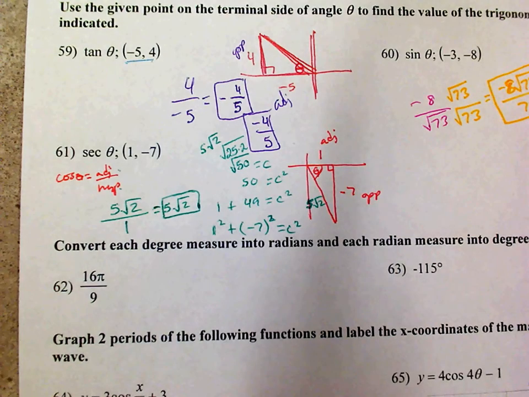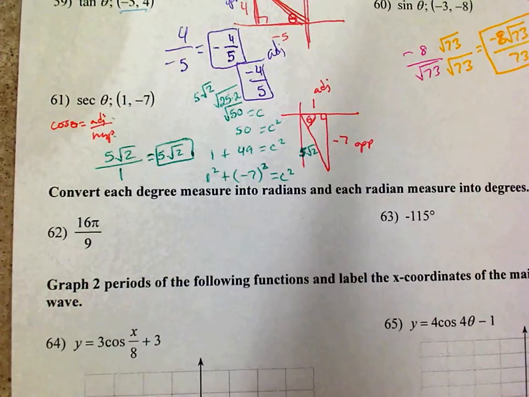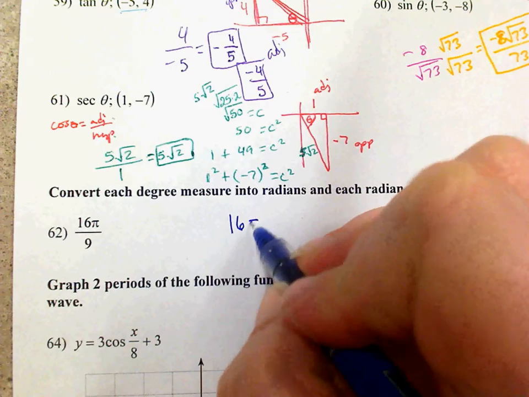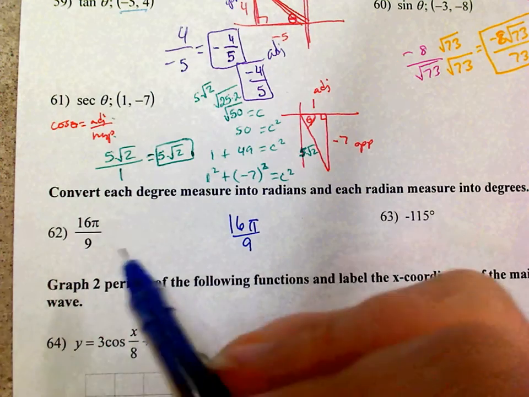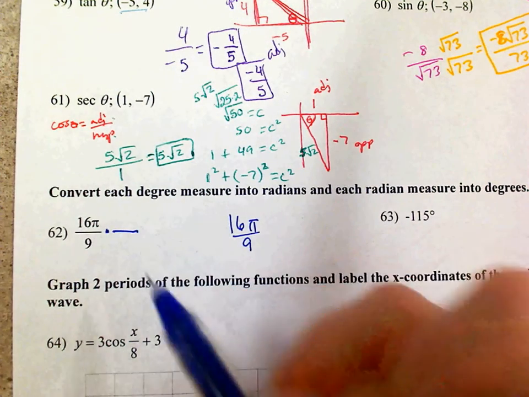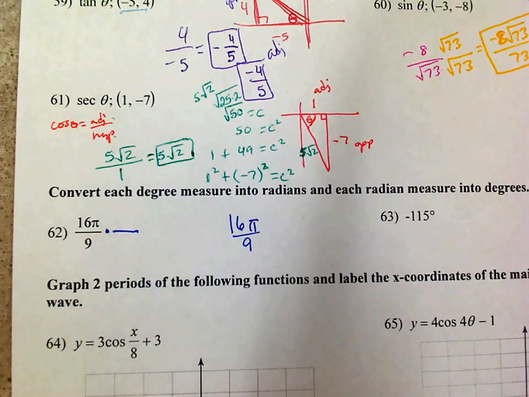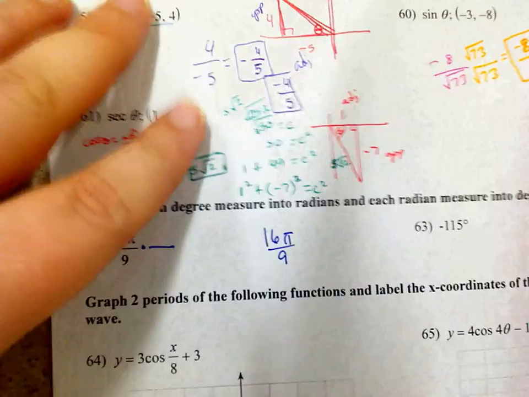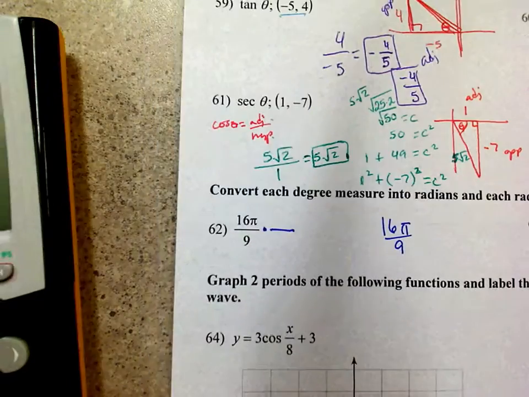Okay. On 62, you're supposed to convert from whatever it is to the other. If it's in radians, put it in degrees. If it's in degrees, put it in radians. Okay, so there's a couple ways to do this. One is to say, okay, I need to convert radians to degrees, which means I don't want pi, I want degrees, right? So you think about what you want to cancel out, and you want to cancel out pi, basically.